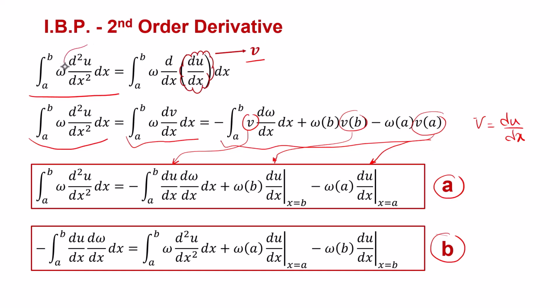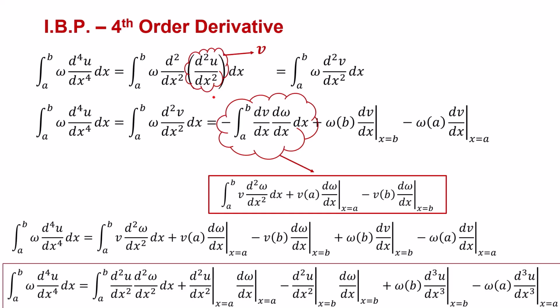So here we have d2u over dx2, but when we use integration by parts, this would be du over dx, and one of the derivatives will be transferred to w. And then you can also see the endpoint terms at x equal to a and also x equal to b. Now let's extend the same idea to a fourth order derivative.